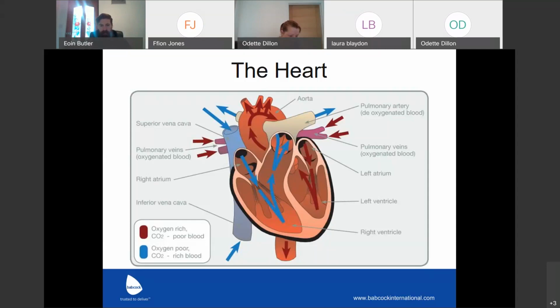Within the lungs is where gaseous exchange takes place. We pick up oxygen, we get rid of carbon dioxide, then oxygenated blood is pumped back to the heart via the pulmonary veins. So the pulmonary veins will then supply that oxygenated blood. It'll fill up the left atrium. The bicuspid mitral valve will open up, allowing blood to flow into the left ventricle.